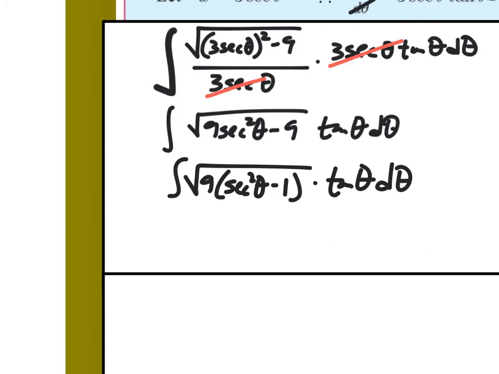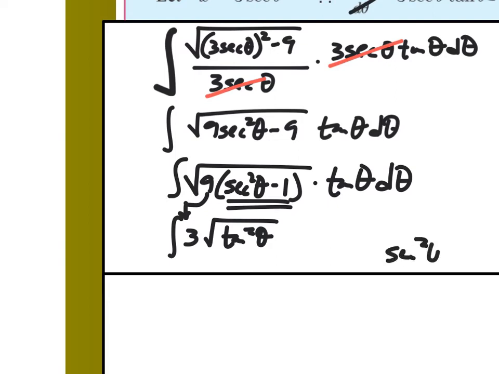And then I could bring that 9 out, right? The square root of 9 is 3. And what I'm going to do is change this. So the 9 popped out of the square root and became a 3. I'm going to change that to tangent squared theta, right? That's an identity: secant squared theta minus 1 equals tangent squared theta. So have that in your back pocket. All right, and that times tangent theta d theta.